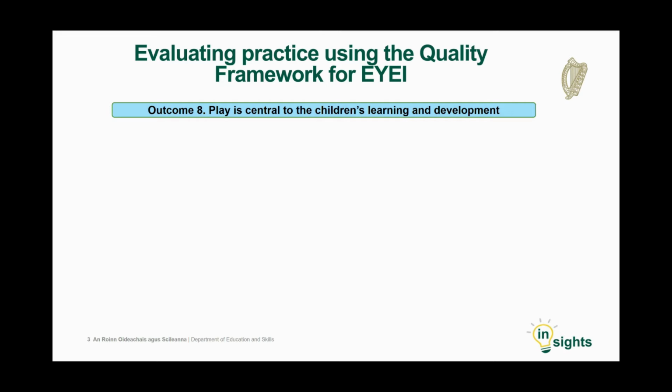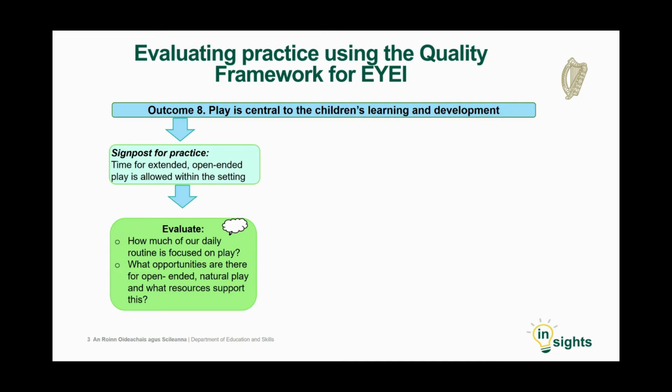We will now use two signposts from Outcome 8, which are focused on play as an example of how practice can be evaluated. The first signpost asks us to consider the extent to which time is provided for extended open-ended play. Take a moment to think about how much of your daily routine is focused on play. Are children provided with extended time to play and follow their interests? Do children have a chance to become deeply engaged in play? What types of open-ended play opportunities are provided, and what natural, real-life and open-ended resources are available to support this?